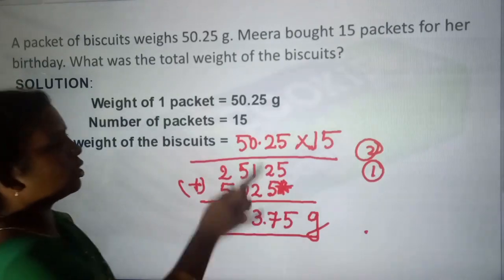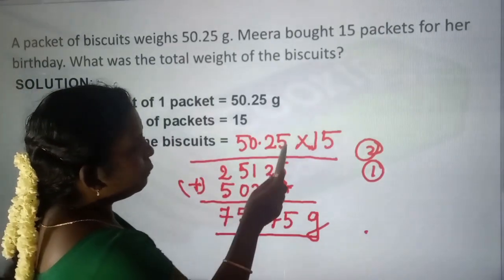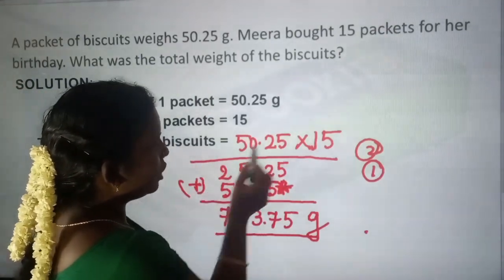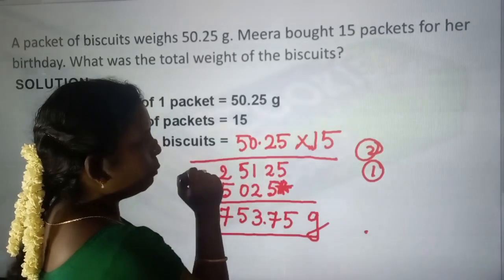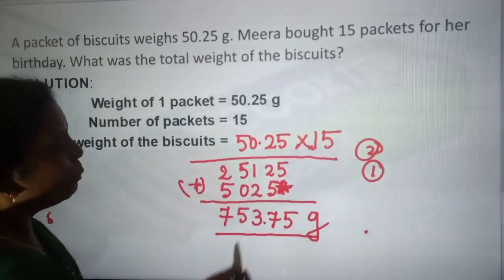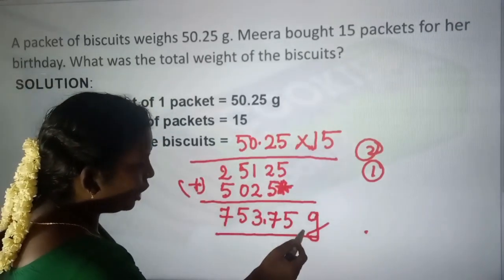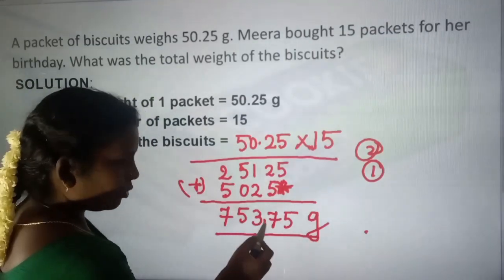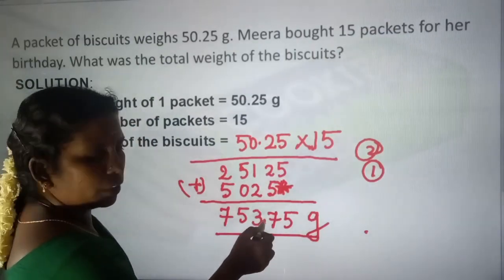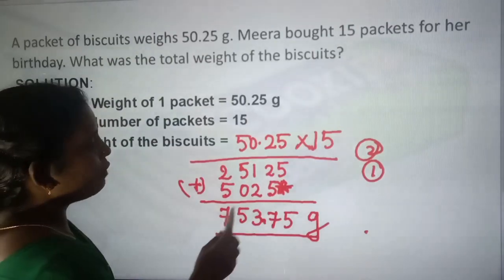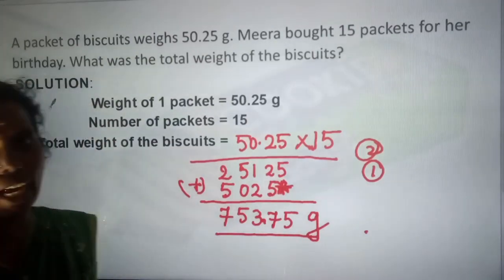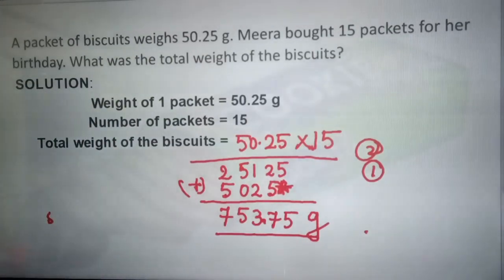Now we have to concentrate on this decimal point. See, before how many numbers is the decimal point there? Before 2 numbers the decimal point is there. Hence we have to put the decimal point before 2 numbers from the last in the answer, and we have to put the decimal point here. Then the answer is 753.75 gram. Is it okay, ma? Next we are going to do the division of decimals.